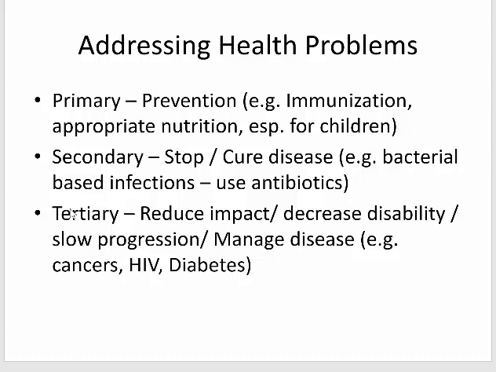Tertiary health management basically seeks to reduce the impact or decrease disability of slow progression or manage the disease, as with chronic health conditions: diabetes, hypertension, or cancers and HIV. Now, HIV and cancers, unfortunately, are of a nature where you can't cure them. Cancer sometimes goes into remission, but you have to be constantly vigilant. HIV, you have to manage for your whole life. Although treatment is to the point now where life expectancy for those with HIV, if properly managed, can be close to normal. But things like diabetes are completely preventable through primary care.